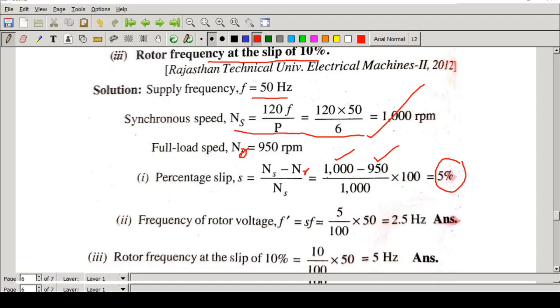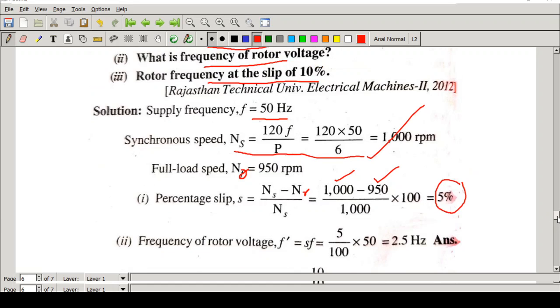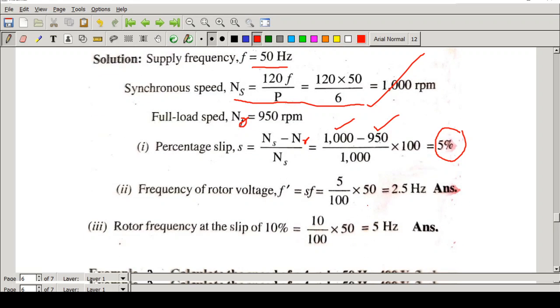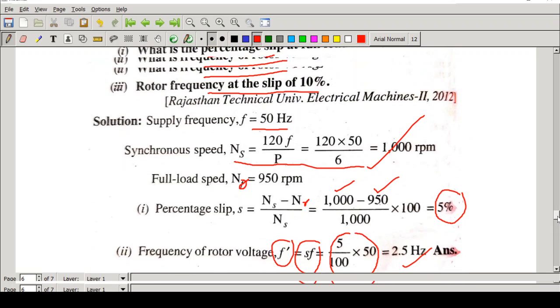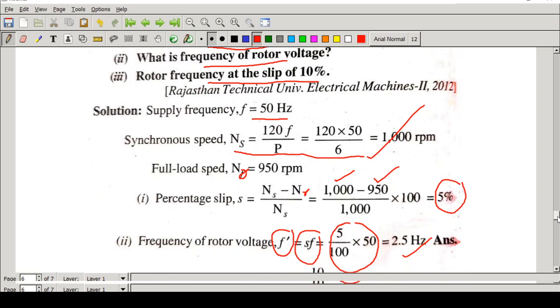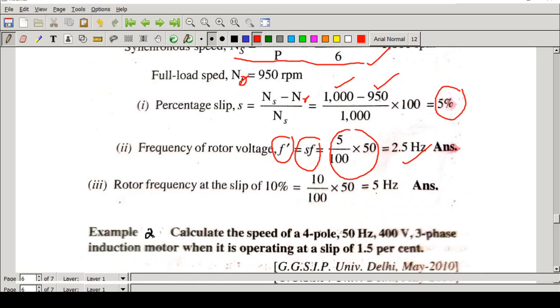See? Now next, what is the question? They asked the frequency of the rotor voltage. What is the frequency of rotor voltage? F dash, that is slip into frequency. Slip we already calculated. What is slip? 5%. So 5 by 100 into supply frequency, 2.5 Hertz. Now the next part of the question is rotor frequency at the slip of 10%. Rotor frequency, same equation, s into F, but here s is changed. Previously it was 5%, now it is 10%, and you will get the frequency.